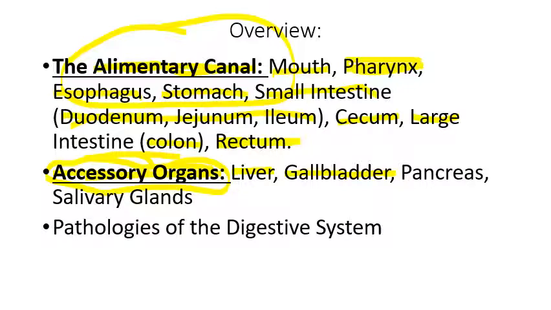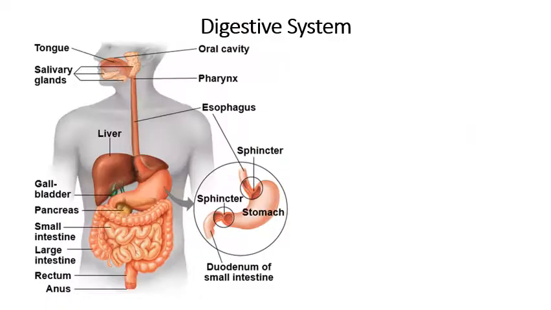So the accessory organs are classified as the liver, which produces the bile and puts it into the gallbladder, the gallbladder, which puts the bile into the duodenum, the pancreas, which puts a whole bunch of other digestive enzymes into the small intestine, and the salivary glands, which mix saliva in with the food, and the saliva contains amylase enzymes. Okay, and then like every other lecture, we'll finish with some discussion of pathologies of the digestive system.